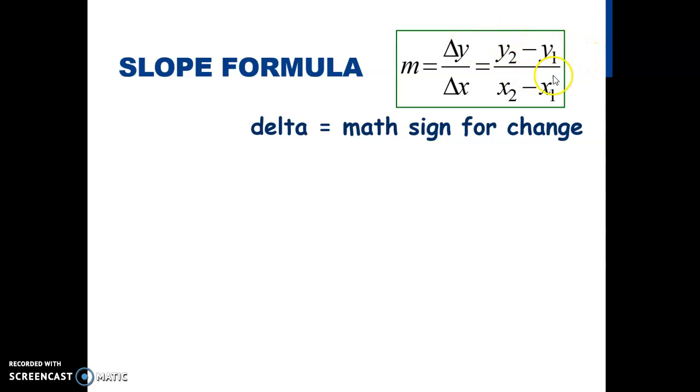Your change of y's over your change of x's, because it's the relationship of how the y's change, but we've got to keep track of how the x changes as well. And so we're using, math people like to use the delta here. This is a triangle, it's the delta, and that's our math sign for change. Okay, so that's what we're playing with.